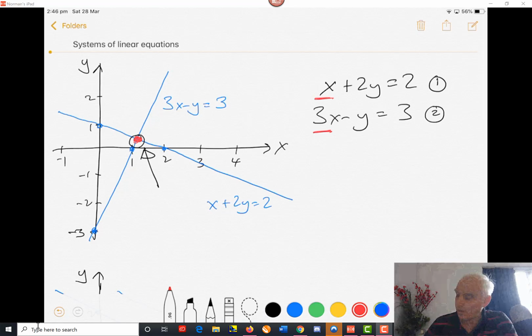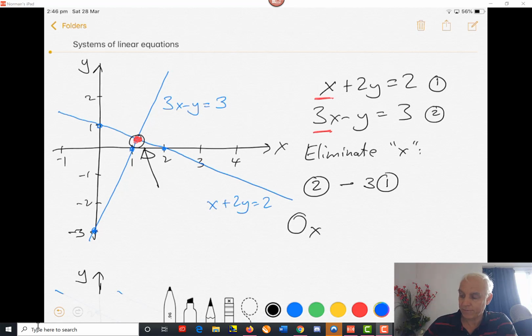Okay, so we're going to eliminate x. How do we do that? We're going to take the combination: equation 2 minus 3 times equation 1. So we're going to have 3x minus 3x, so we're going to get 0 x's when we do that.